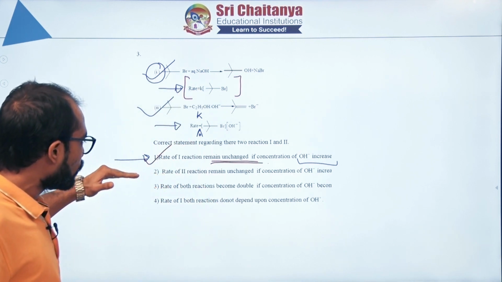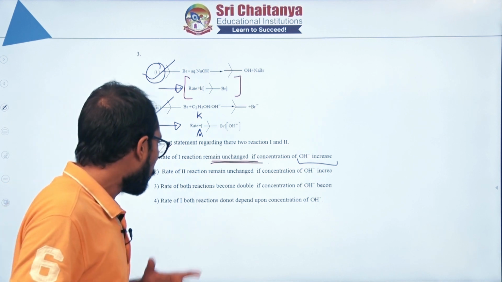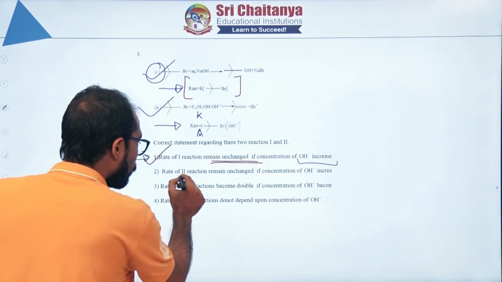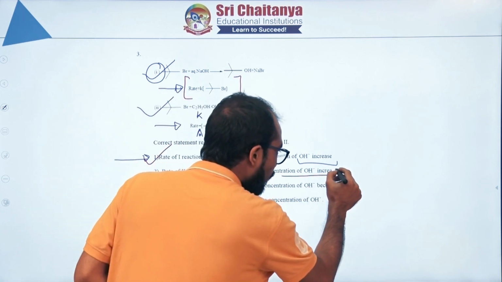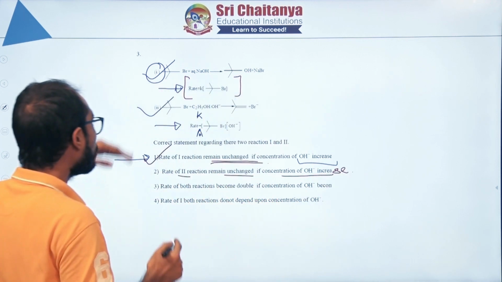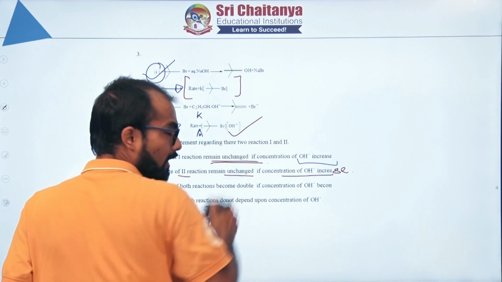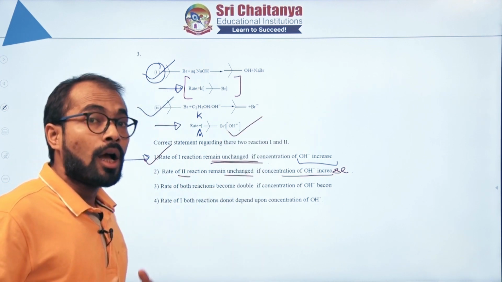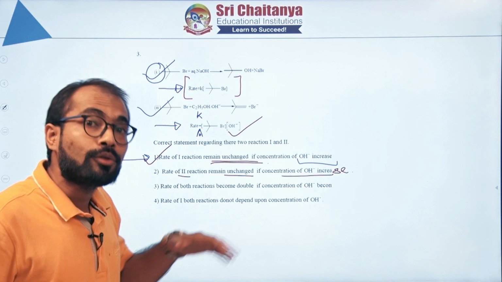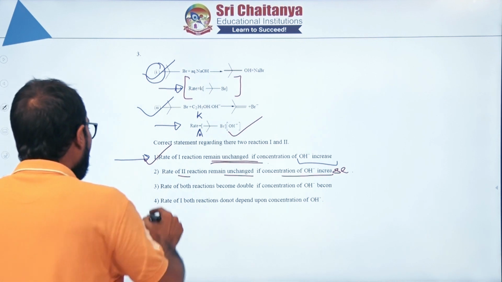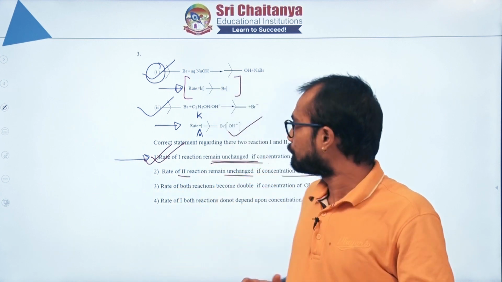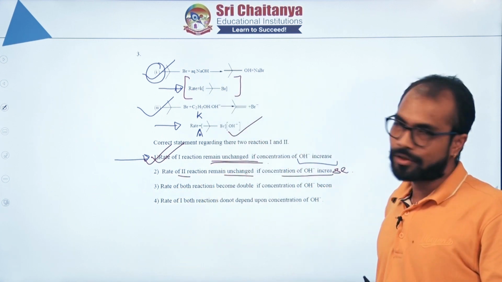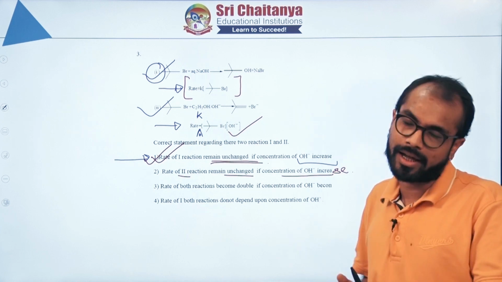Now if you check options 2, 3 and 4, they are incorrect. Why? Because for the rate of reaction 2, they are also saying unchanged if the concentration of OH minus increases. Now in 2 you see OH minus is present there. If you increase the concentration of OH minus, the rate is going to be affected, right? So here my answer will be only 1. A very easy question from chemical kinetics as well as from alkyl halides.